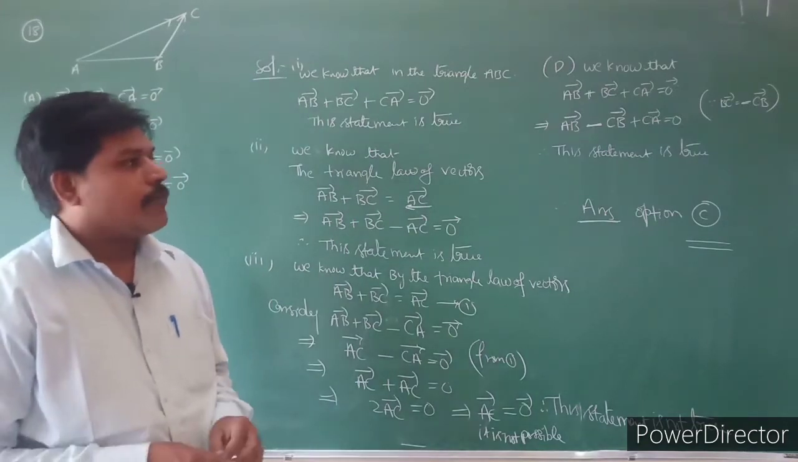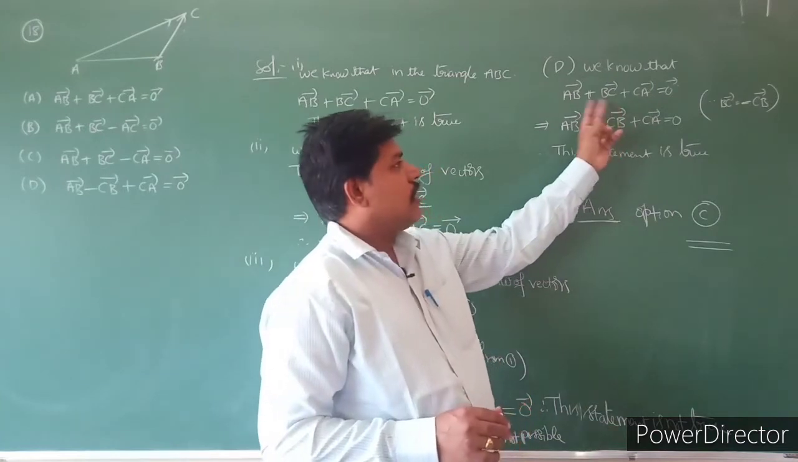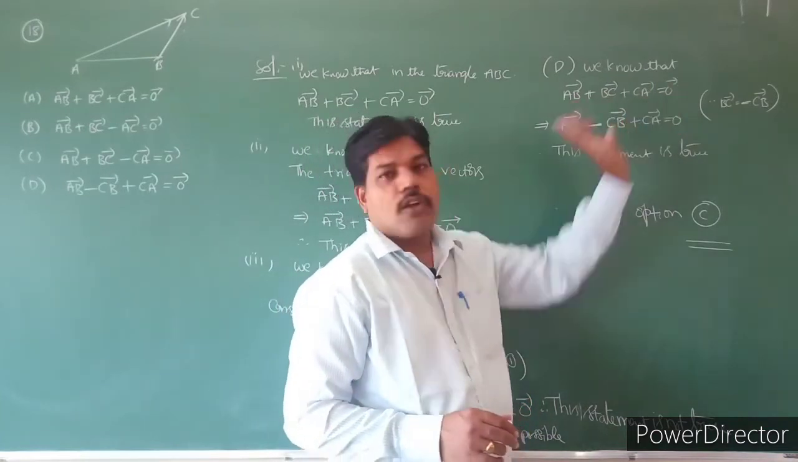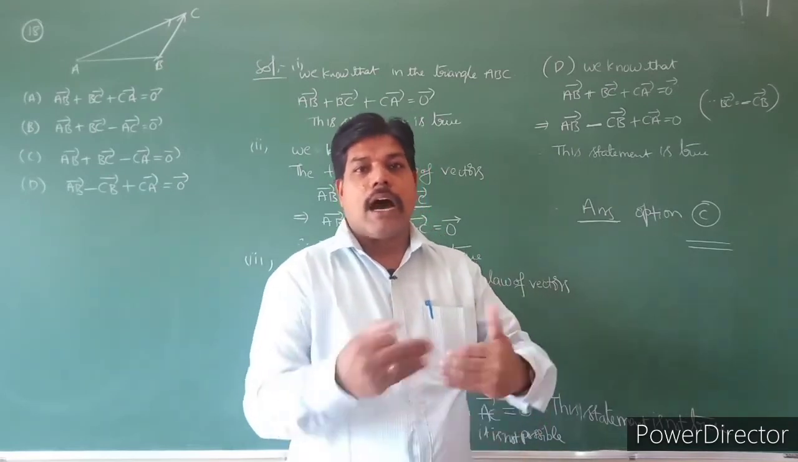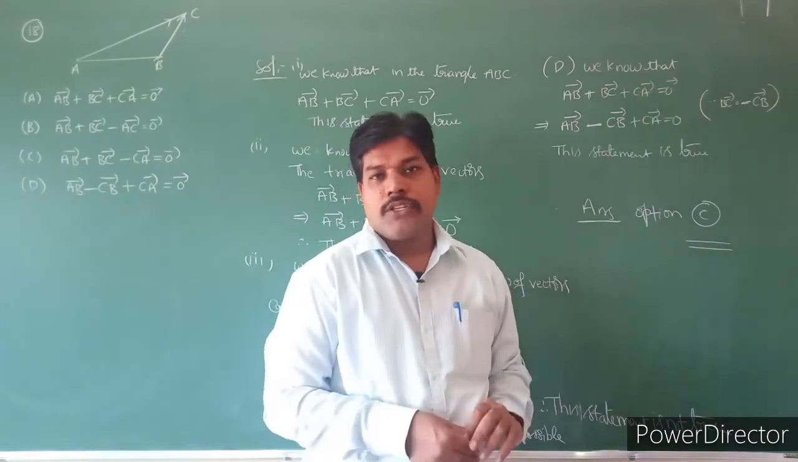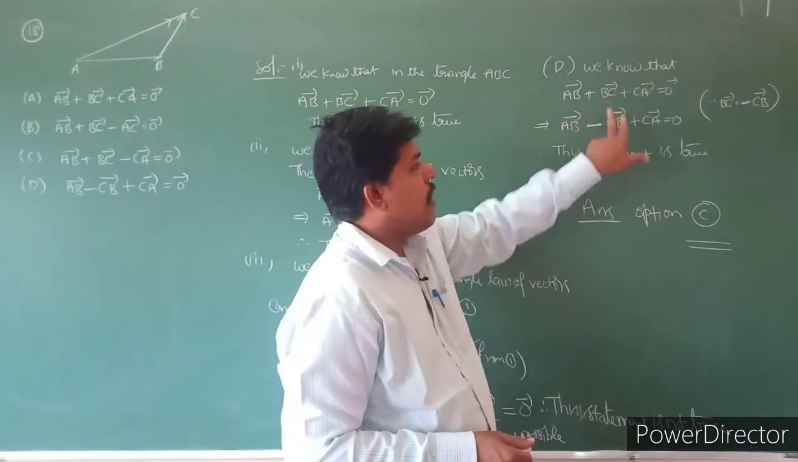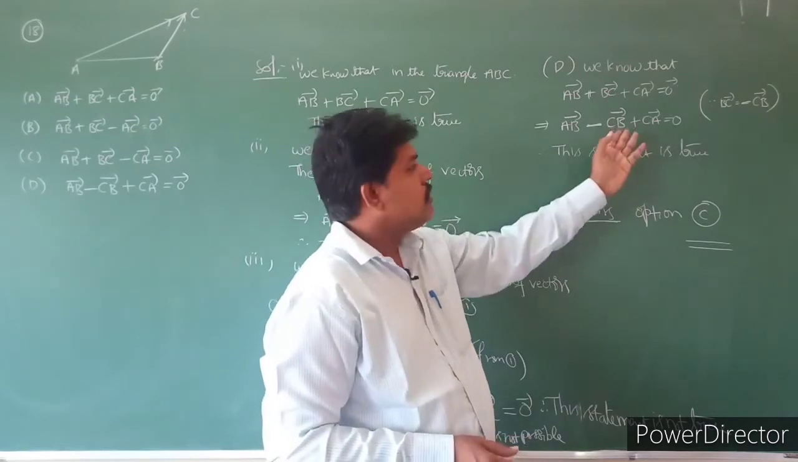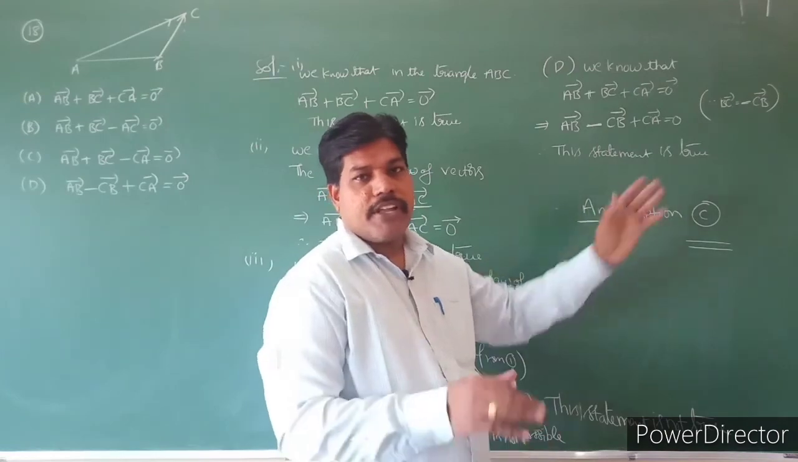So see the option D. What is that? We already know the condition that AB plus BC plus CA is equal to 0 bar. The sum of the sides of the triangle in order will become 0. So AB plus BC plus CA will become 0. So AB bar plus BC bar, if you change the direction, it will become minus CB bar. So this is statement number D, which means statement D is also true.